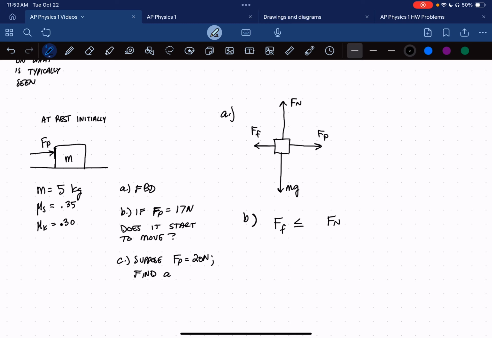And by that I mean not actually what it is, but what the maximum is. So the static friction force is less than or equal to mu sub s, which is 0.35, times the normal force, which is 50. Remember, that's how we're calculating the normal force, it's just mg. Can't always do that, right? But in this case, Fn is equal to mg. So we get a value of 17.5.